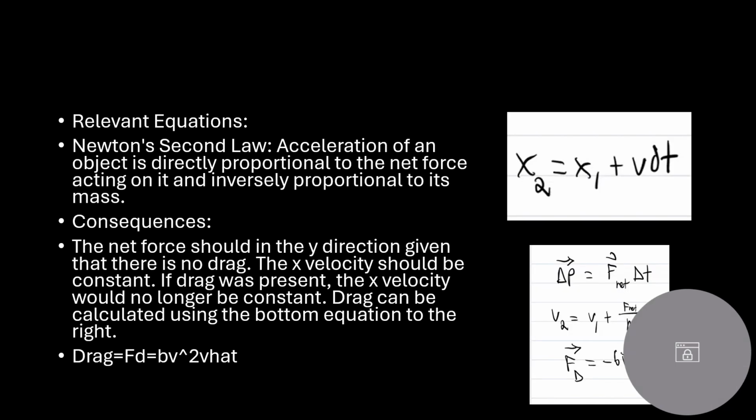Here are the relevant equations. Newton's second law: acceleration of an object is directly proportional to the net force acting on it and inversely proportional to its mass. Consequences: the net force should be in the y direction given that there is no drag. The x velocity should be constant. If drag was present, the x velocity would no longer be constant. Drag can be calculated using the bottom equation to the right. Drag equals F_D v squared v hat.